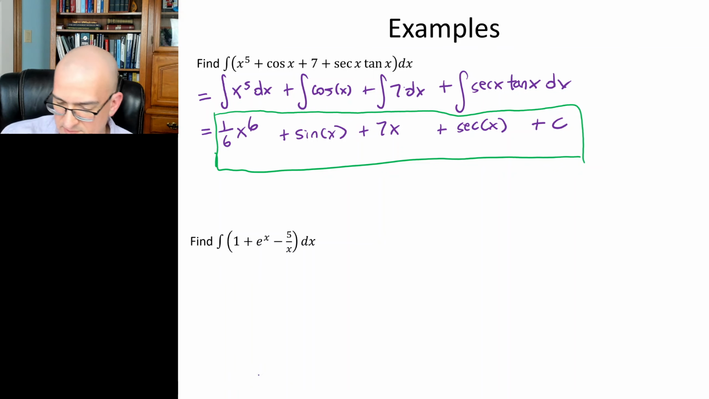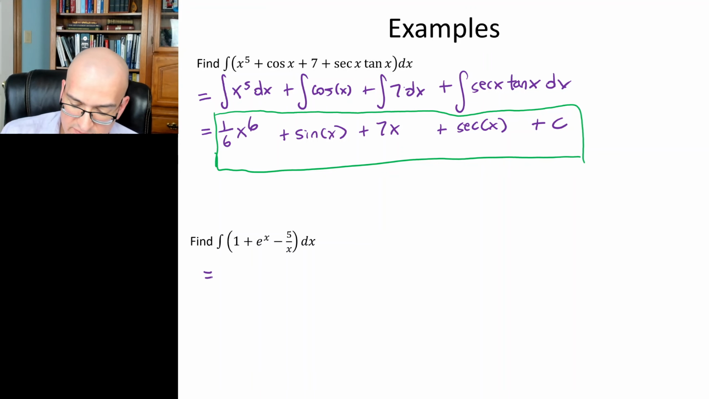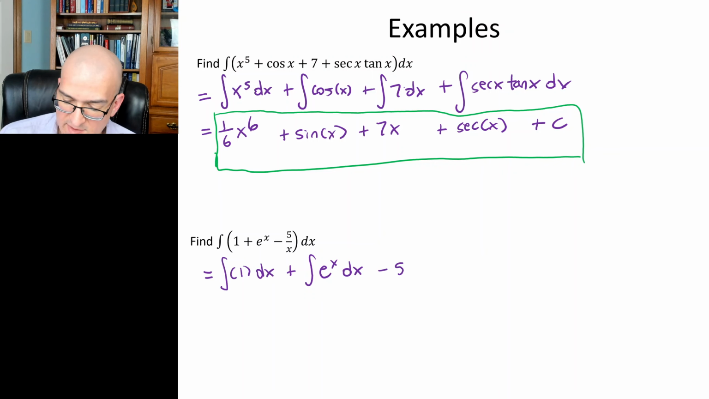All right, about the next one. This one requires a little bit more work. When we split it up, we also have to use an exponent law. Antiderivative of 1 with respect to x plus antiderivative of e to the x with respect to x, and then minus 5 times the antiderivative of x to the power of negative 1 with respect to x. And that's that last thing, that's a special case.